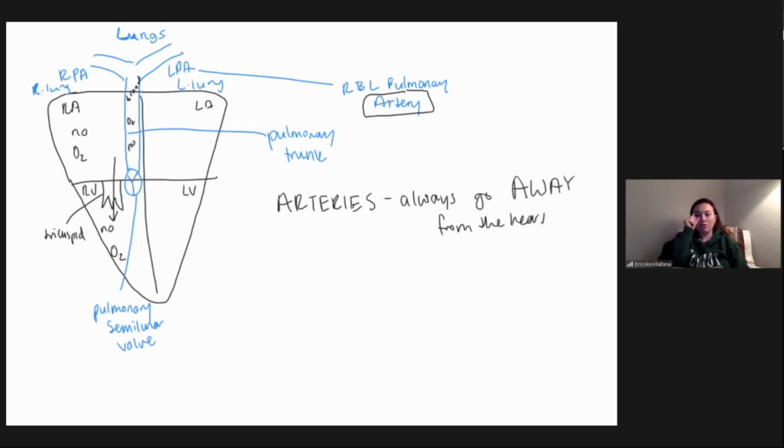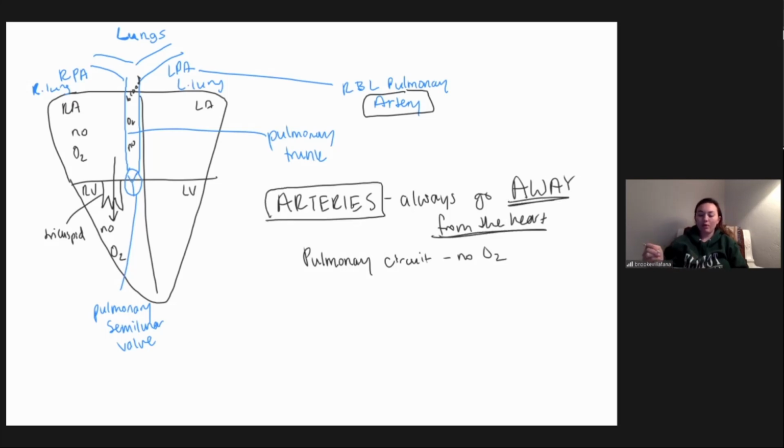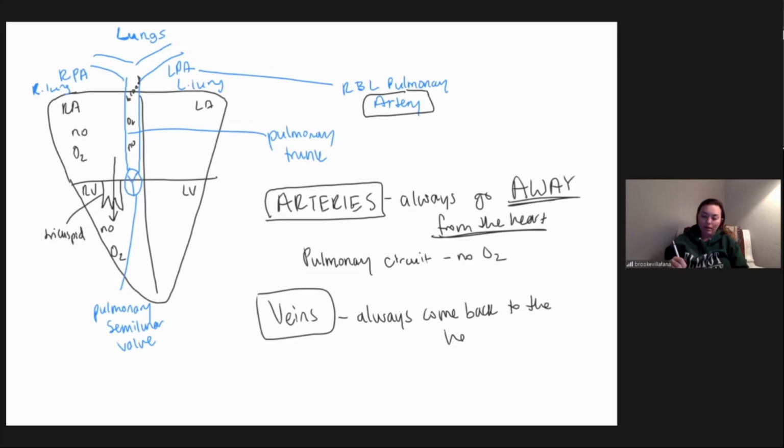So in this case, do the arteries have oxygen? No, right? So in the pulmonary circuit, they have no oxygen. Okay, so that's really important that you guys know this definition. Arteries always go away from the heart. What about veins? Veins, obviously, you're gonna guess, always come back to the heart, right? So in the case of the pulmonary circuit, pulmonary veins actually have oxygen.